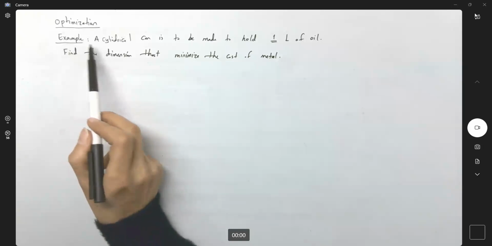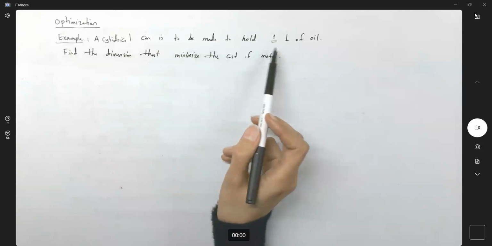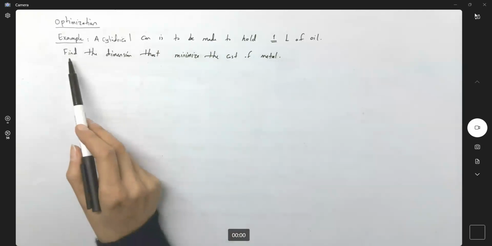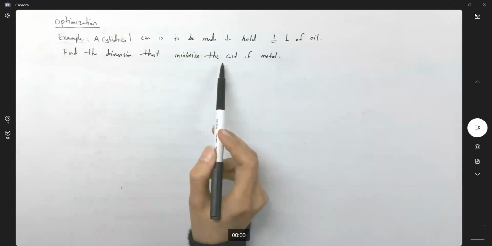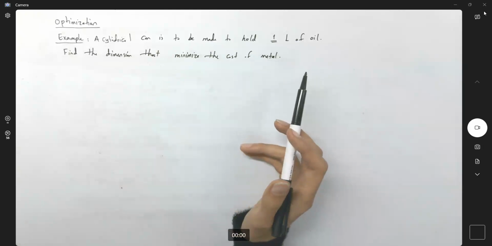Optimization example. We have a cylindrical can, which is to be made to hold 1 liter of oil. Our goal is to find a dimension that minimizes the cost of the metal. Well, what do we have here?